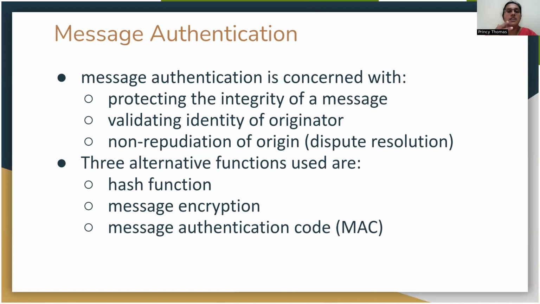So this helps with dispute resolution. If there are any disputes between sender and receiver, authentication helps to resolve those disputes. And what are the different methods or functions that can be used? Three alternative functions can be used. Either hash functions can be used, or message encryption can be used, or MAC can be used. Today, we are going to look at encryption and MAC. Hash, we will look at in the next class.